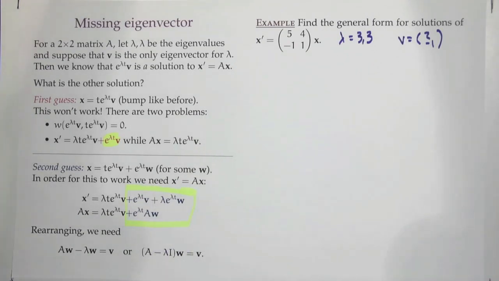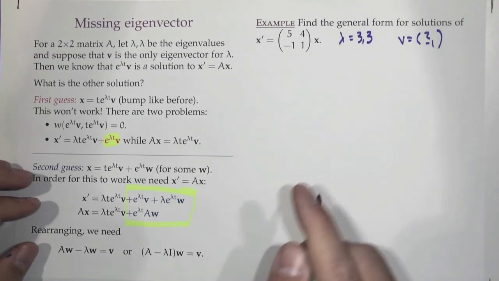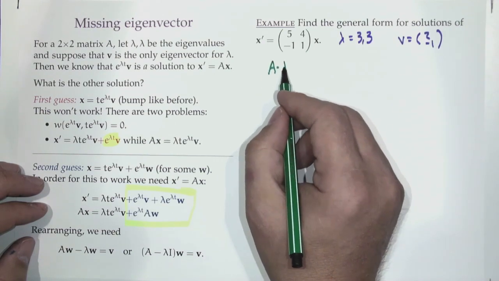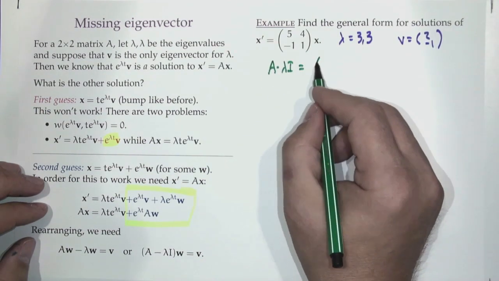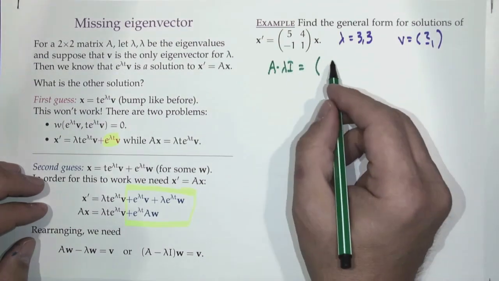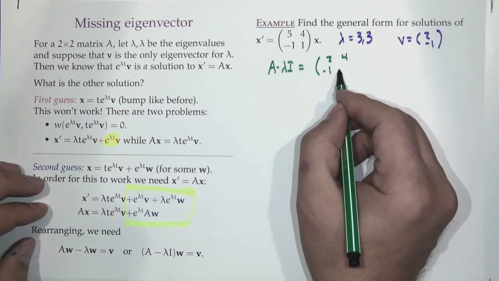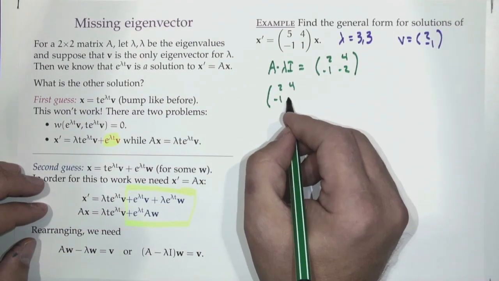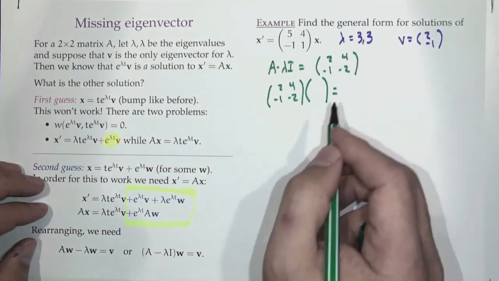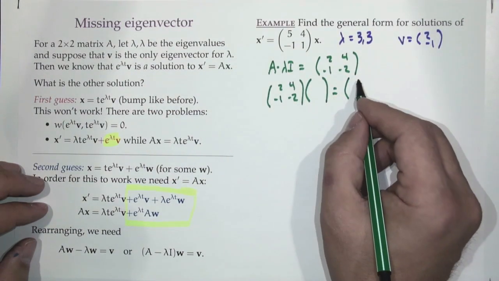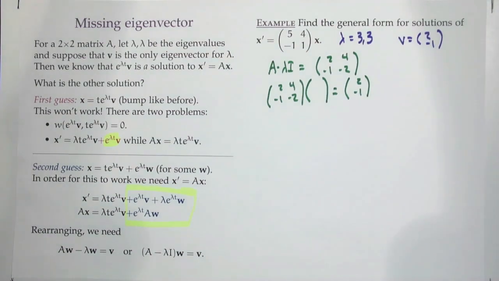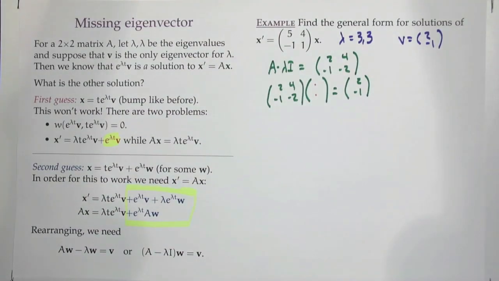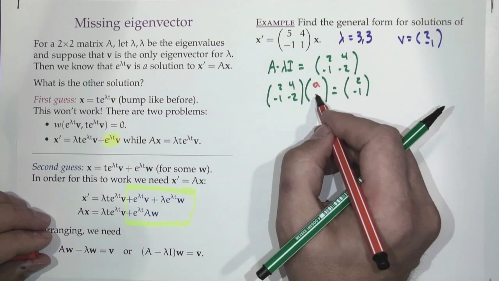All right, let's do that. We're going to take A minus lambda I, and we write that down again. We've seen this before. We subtract 3 off the diagonal: 2, 4, minus 1, minus 2. And now, what are we after? We're not after something times this equals 0, 0. We're after something where it equals 2, minus 1. So the question is, what does that? We'll call this A, B.